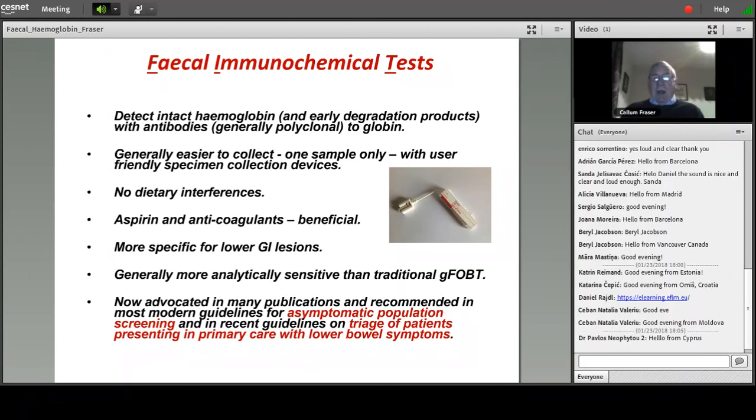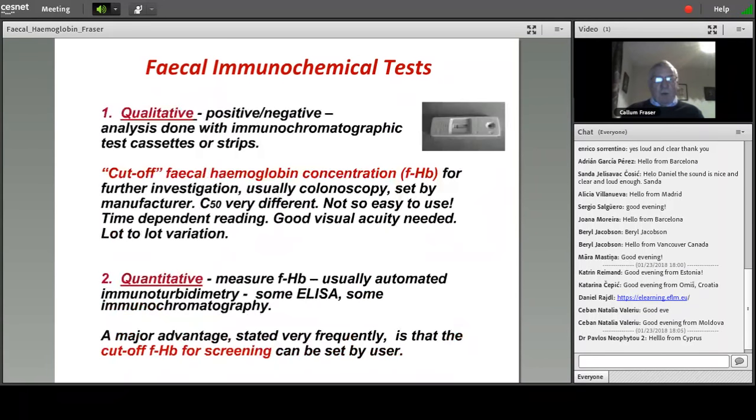So it's very specific for lower GI lesions and more analytically sensitive, as we'll see, than traditional guaiac fecal occult blood tests. So FIT are now recommended and advocated in most recommendations on asymptomatic population screening for colorectal cancer, and as we'll talk about, in recent guidelines on triage of patients presenting in primary care with lower bowel symptoms.